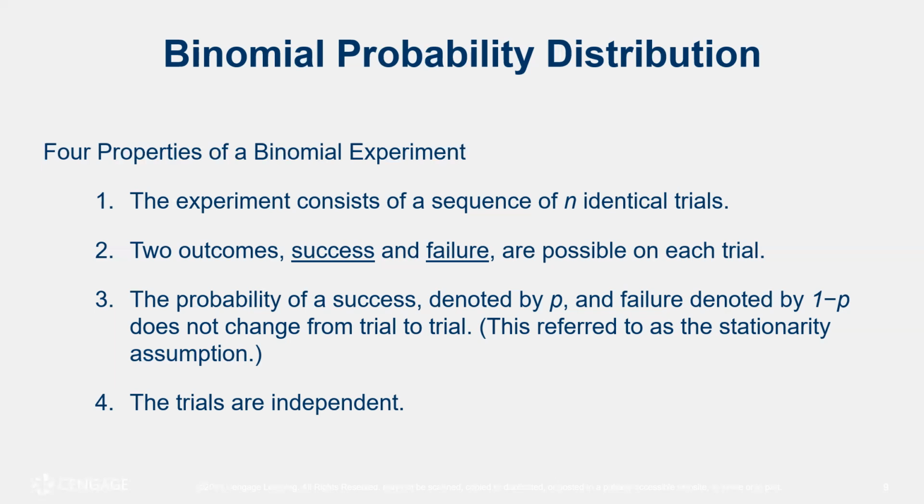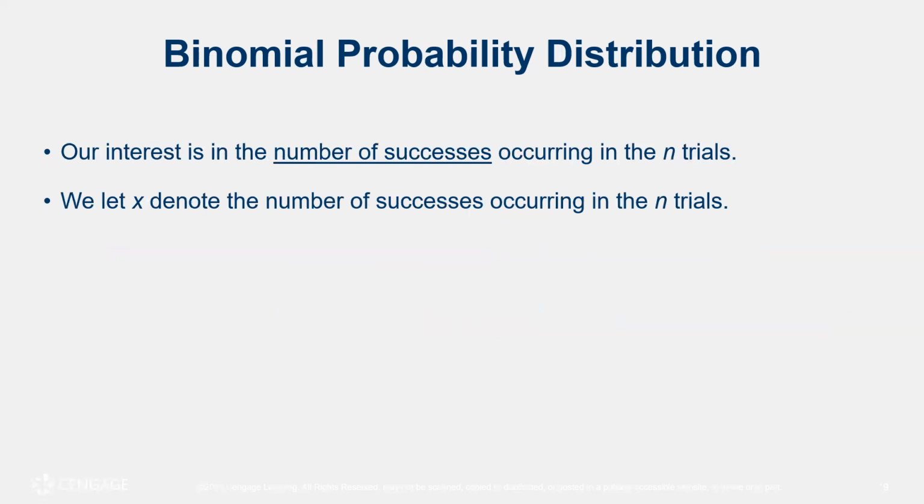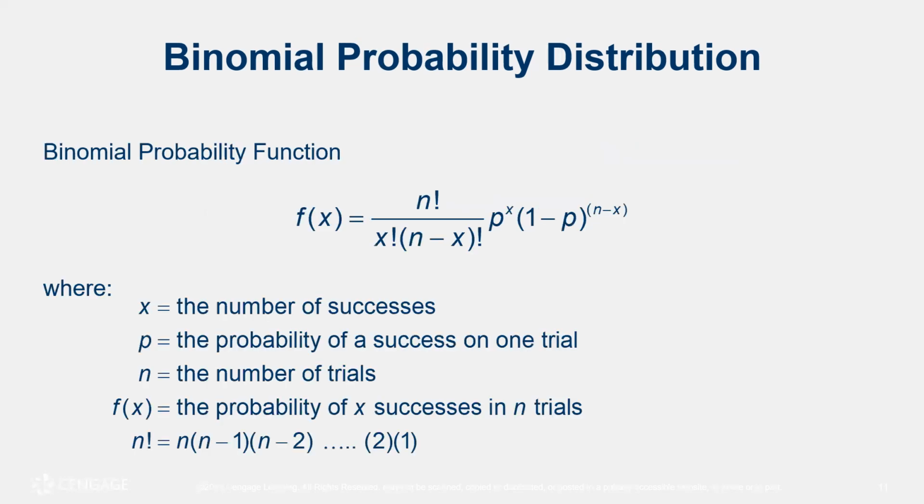All right. So there's our binomial probability distribution. Our interest is in the number of successes occurring in n trials. If we let x denote the number of successes occurring in n trials, then this would be our function. The function of x is n factorial. Remember what that means? You guys remember what that means? The number times one less, times one less, all the way down, factorial, right? Times x factorial times n minus x factorial, times p to the x, times 1 minus p, that's the probability, to the n minus x.